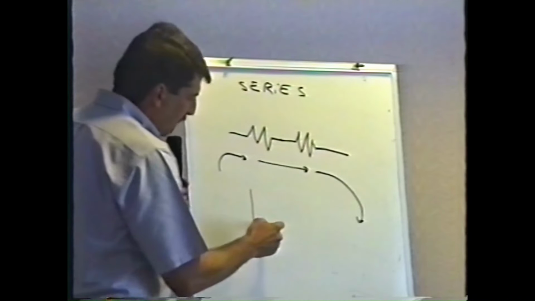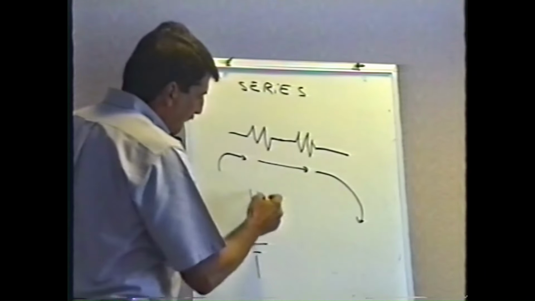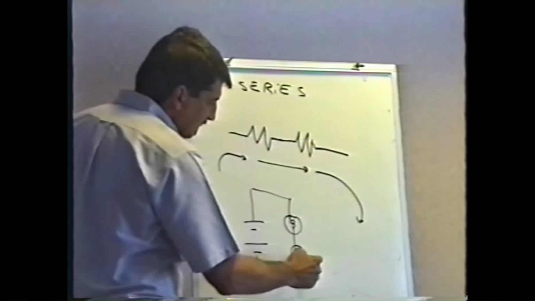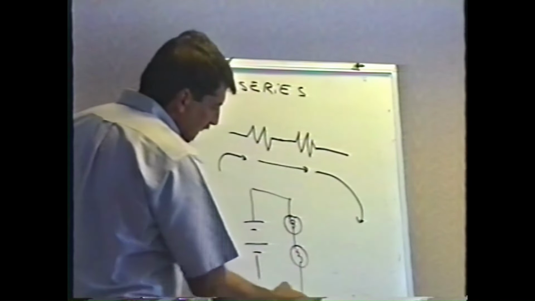For instance, if we go back to our little circuit with the battery and the lamp, if I connect 2 lamps like this, these lamps are in series. They're in a series circuit because naturally all the current has to go through one lamp first before it gets to the other one. When you connect resistors in series, the resistance is added together. Let's call this R1 and R2. R1 plus R2 would equal the total resistance.